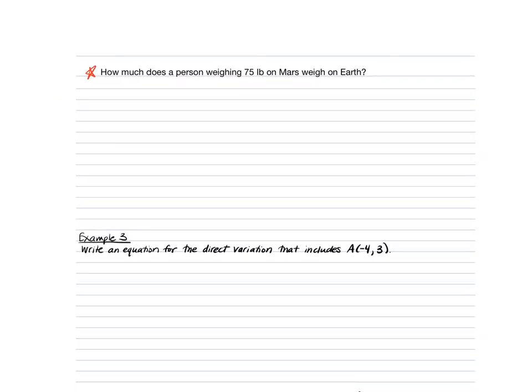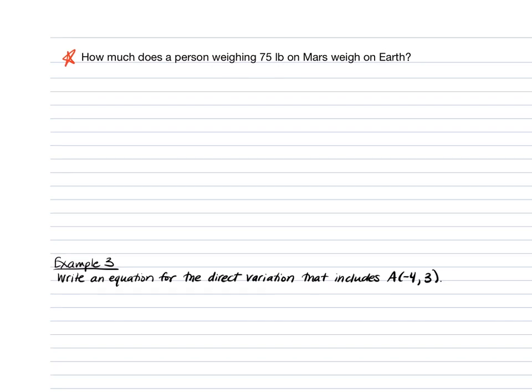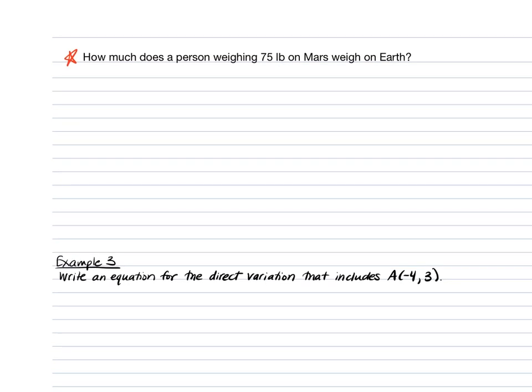Okay, so try this one on your own. How much does a person weighing 75 pounds on Mars weigh on Earth? And remember it wasn't Y that we used, it was W and M, and Earth is 3 times Mars. So use that equation to solve for a person weighing 75 pounds on Mars. What do they weigh on Earth? So press pause and try this on your own, and check back for the solution.